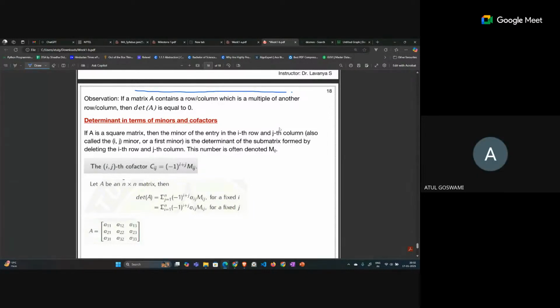And why is this the case? Because we can take k common and make the columns the same, right?